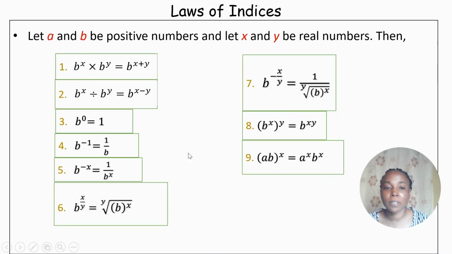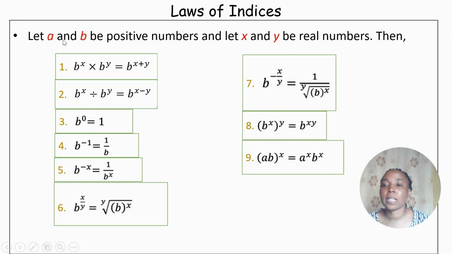We have different laws of indices, but we are going to be concentrating on indices law 1 to 3. We have b raised to power x times b raised to power y equals b raised to power x plus y. b raised to power x divided by b raised to power y equals b raised to power x minus y. And the last one we'll be looking at today is b raised to power 0 equals 1.